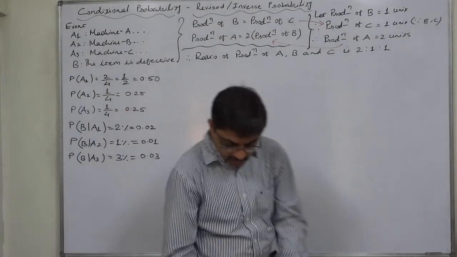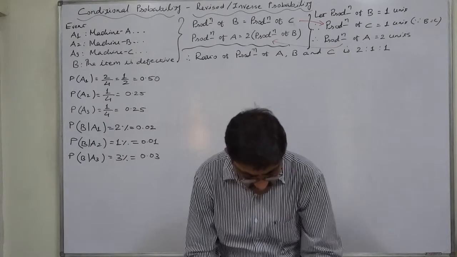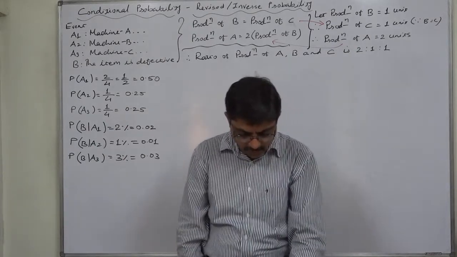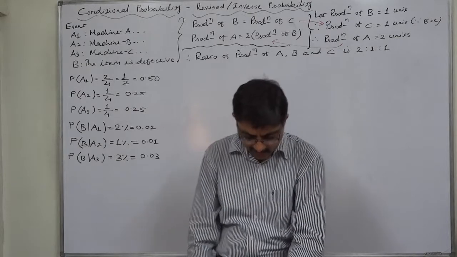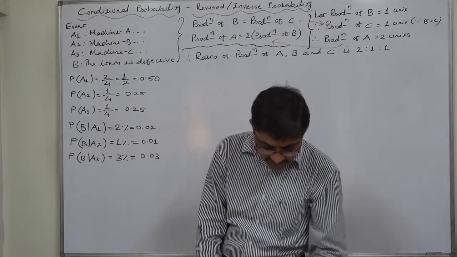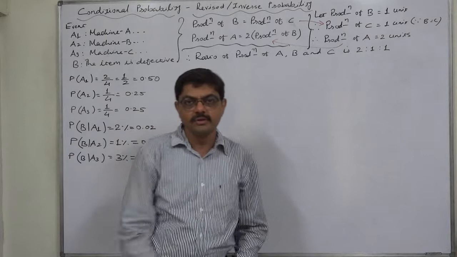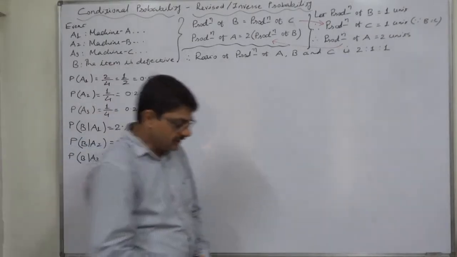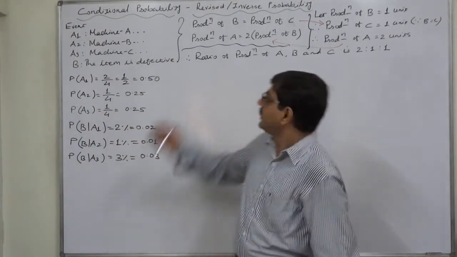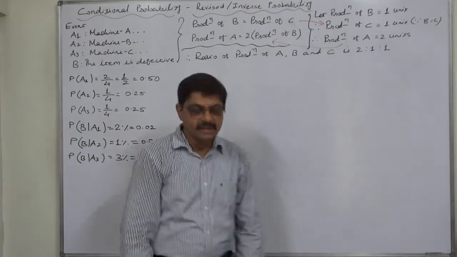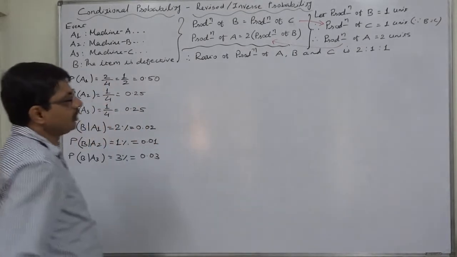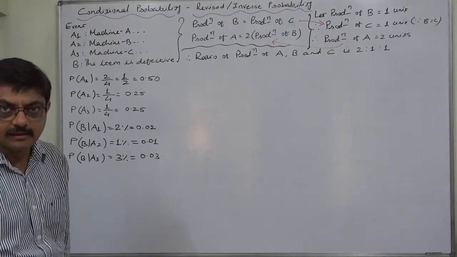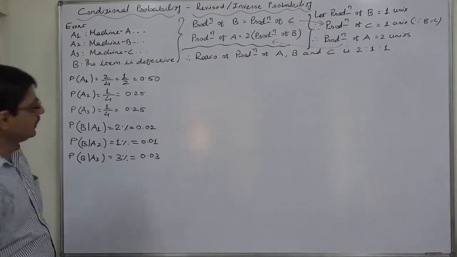Now, the information says that an item is selected at random from the total production and it is found to be defective. Find the probability that it comes from machine A or machine B or machine C. So this is typical case of inverse probability or revised probability or Bayes theorem. We are going to solve this problem through a tabular approach.